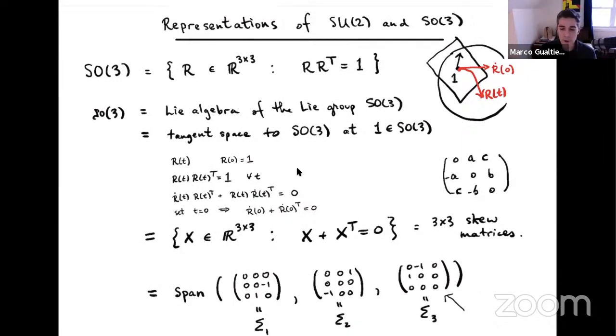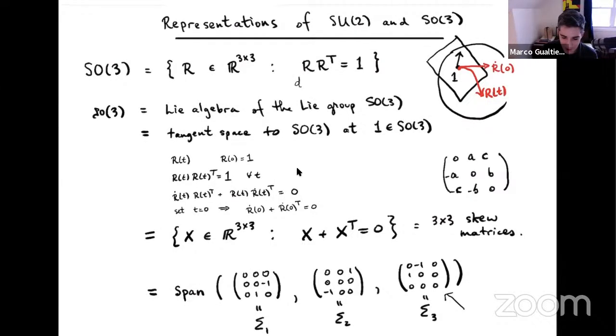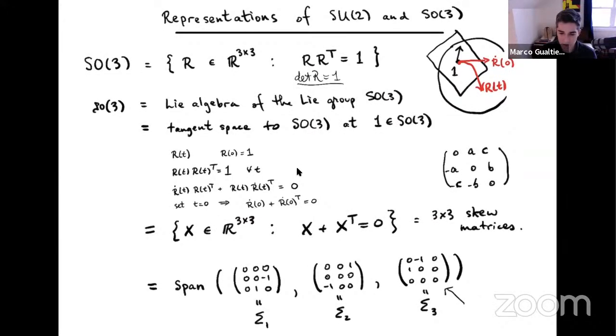So we have 2 groups that we want to focus our attention on. We have SO3 and we have SU2. But SO3, these are the rotations. It's obviously, there's a mistake right away. So the determinant of R has to be equal to 1. Right? Because otherwise you would have the orthogonal group, you'd have the reflections included in there. So I've drawn a picture of SO3 as if it was a sphere, but it's not a sphere, not quite. And we have an identity element, which is a point on this space.